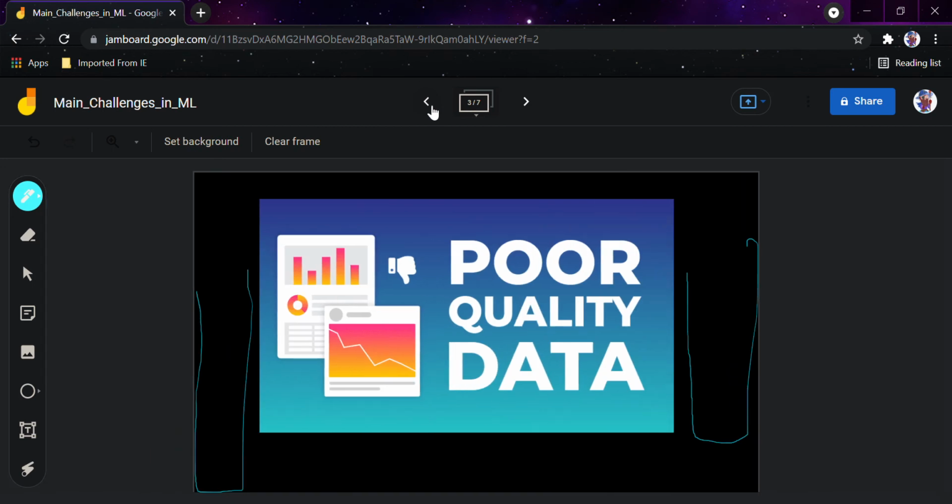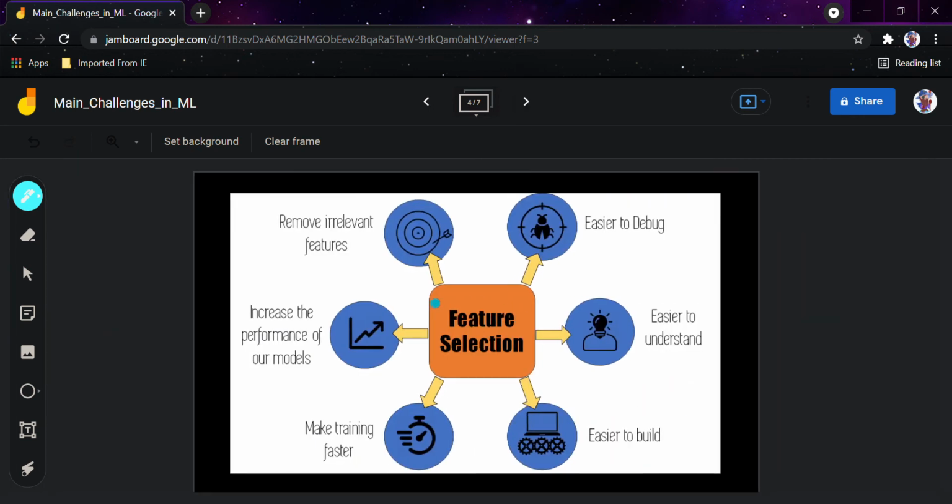Now coming to the last part, that is irrelevant features. The feature selection part is a very important part when you're making your whole data. While selecting the features, we have to remove the irrelevant features, and we have to increase the performance of our model. So your system will be capable of learning if the training data contains enough relevant features and not too many irrelevant features. A critical part of the success of an ML project is coming up with a good set of features to train on.